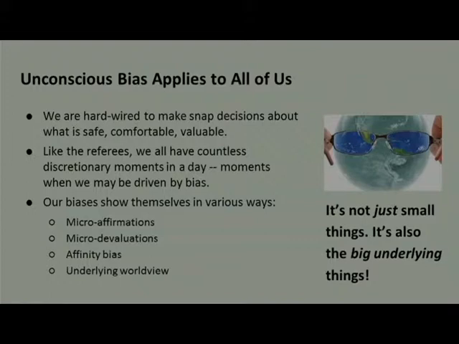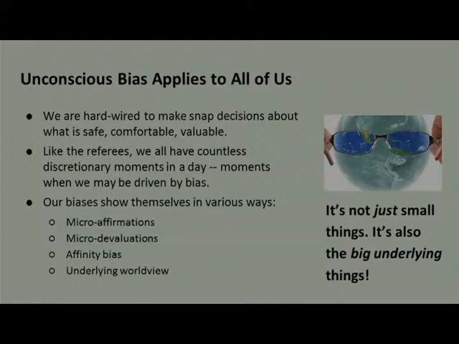So here is a list of some of the ways that those biases show themselves. Like I already mentioned, the little micro affirmations. You find yourself nodding towards somebody, you find yourself making eye contact and smiling more. Or maybe there's micro devaluations. You don't pay as much attention, you look down, you look distracted, you look impatient, you're ready to move on. There's all sorts of ways you communicate in any particular moment.